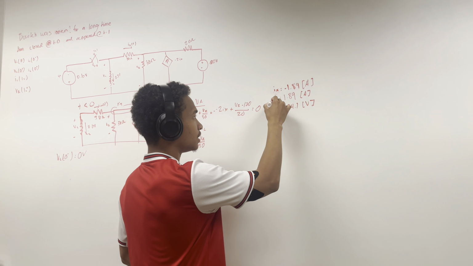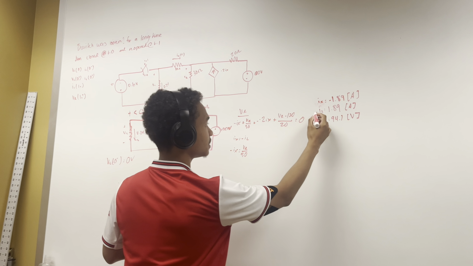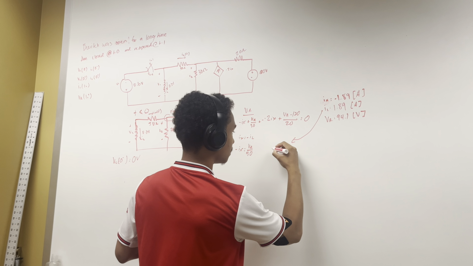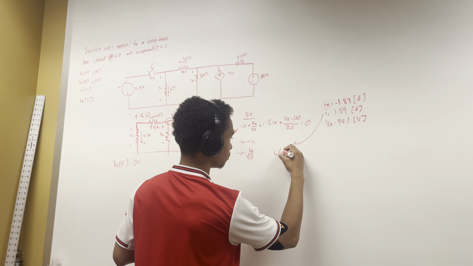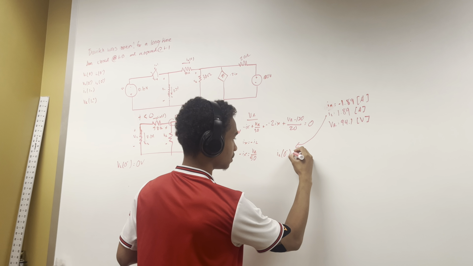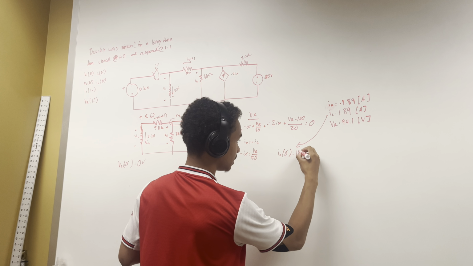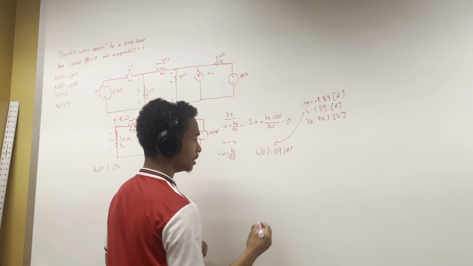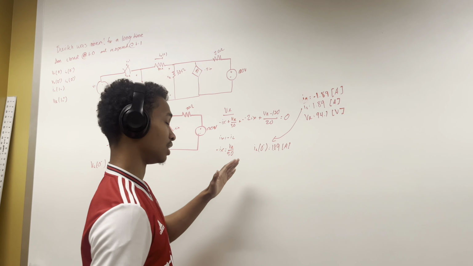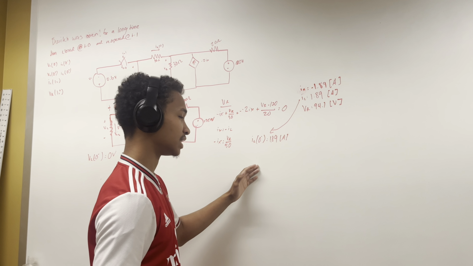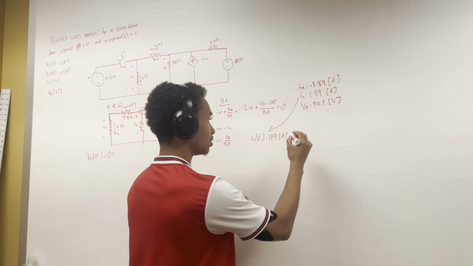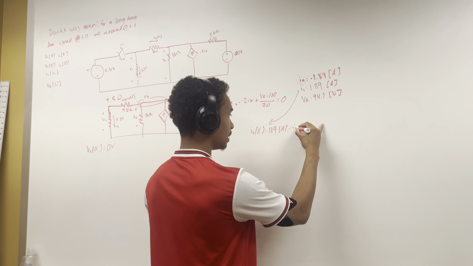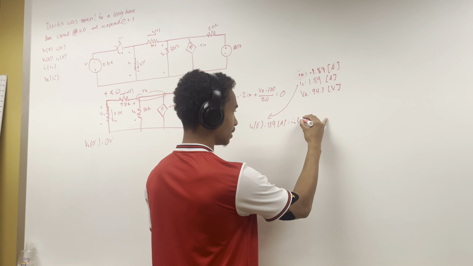Alright, so this gives us the answer for IL right before 0. So this equals 1.89 amps. Since this is across an inductor and the current can't change instantaneously, this is also the answer for IL right after 0.